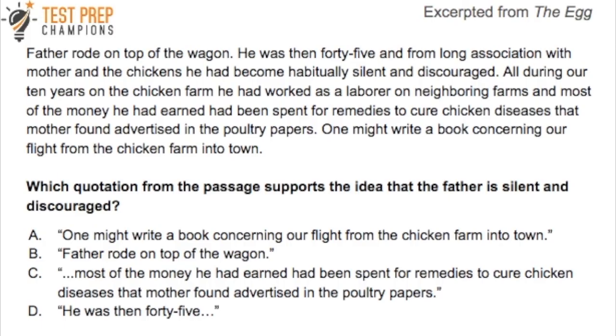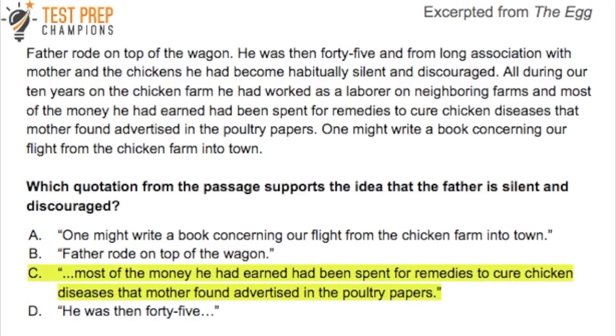Okay, so we are still dealing with the same exact text here, but now the question says, which quotation from the passage supports the idea that the father is silent and discouraged? Is it A, one might write a book concerning our flight from the chicken farm into town? B, father rode on top of the wagon? C, most of the money he had earned had been spent for remedies to cure chicken diseases that Mother found advertised in the poultry papers? Or D, he was then 45? So now is your chance to pause the video, try to figure this out, and whenever you're ready, we'll go over the answer. All right, so the correct answer here is C.